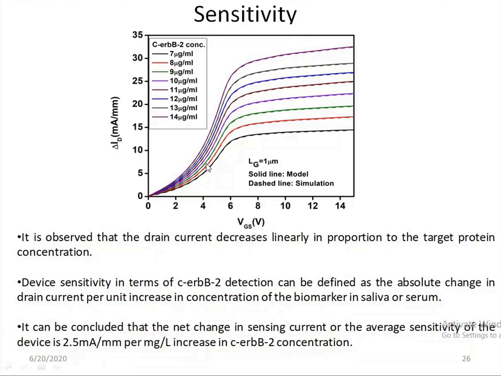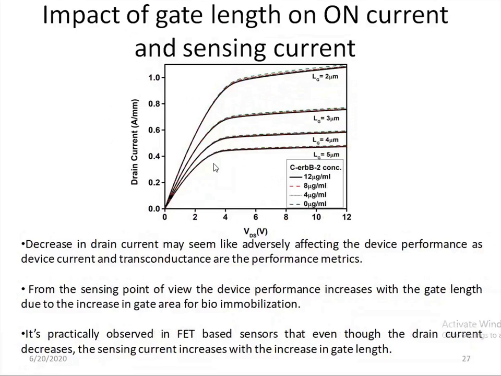In the case of this particular device, we were getting a high variation in on current, and the on current sensitivity was found to be 2.5 milliamperes per unit increase in concentration of CRB2 in microgram per milliliter. Again, we also studied how the dimension of the device affects the sensitivity. These are again optimization techniques before going for fabrication, like what gate length is used to get a good sensor.